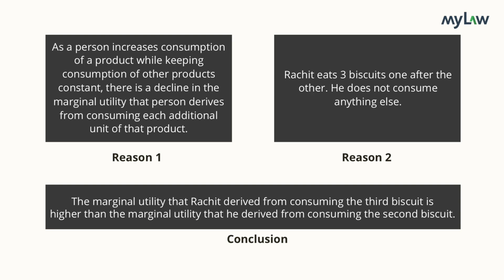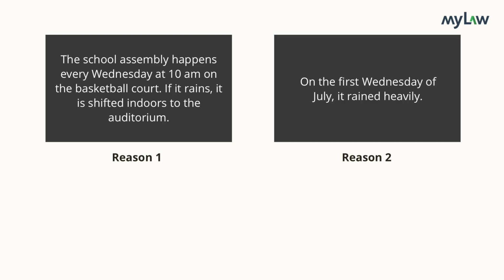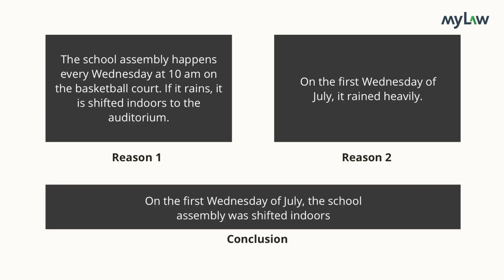Here is another one. Reason 1. The school assembly happens every Wednesday at 10 a.m. on the basketball court. If it rains, it is shifted indoors to the auditorium. Reason 2. On the first Wednesday of July, it rained heavily. We have no option but to conclude that on the first Wednesday of July, the school assembly was shifted indoors.